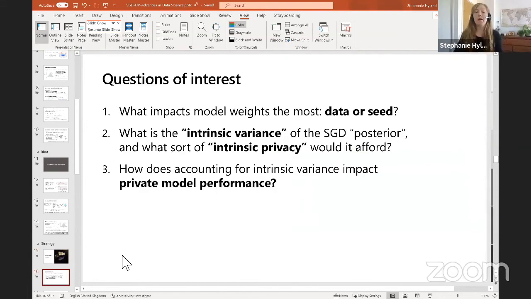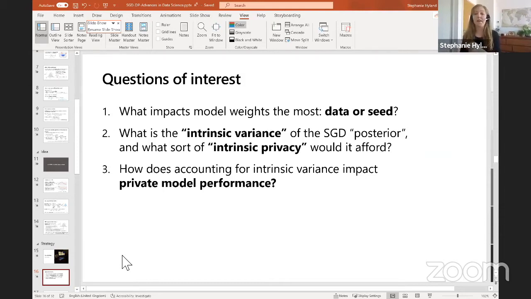So before I go into detail about exactly which experiments we ran, I just want to focus on what questions we were trying to answer with this empirical study. The first question is, we have this intuition that changing the random seed is going to change our model weights, but we haven't compared to see how that compares to what happens when we change the underlying data. So remember, differential privacy is always thinking about these neighboring data sets. So we'd like to know, is it the seed or is it the data that contributes the most to the changes in the model weights?